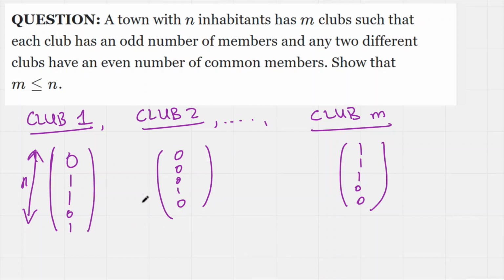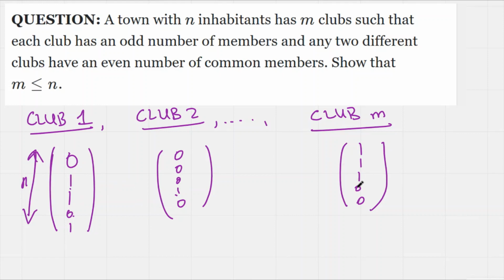Let's check it satisfies our conditions. Each club has an odd number of members. That's true. This has 3, this has 1, and this has 3. And any two different clubs have an even number of common members. Well, if we look at club 1 and club 2, there are no common members because we have 0 here and 1 here. Person 4 isn't a member of club 1, but they are a member of club 2, and every other person isn't a member of club 2. So there are no common members here, so that's fine. 0 is an even number.